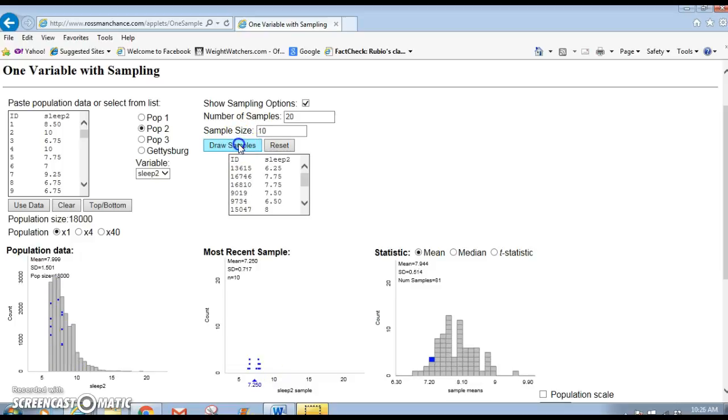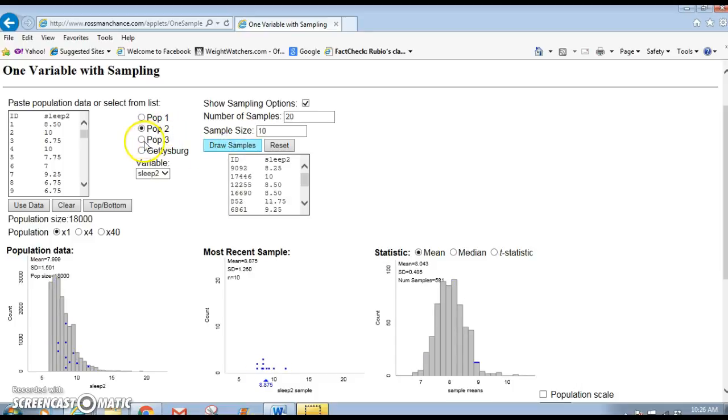I can keep drawing the repeated samples, and this is a fact that's going to surprise most of your students, that even if the original population is skewed to the right, the distribution of sample means will always be unimodal and symmetric. Notice how the mean of the sampling distribution is 8.035, and that closely approximates the mean of the population, 7.999. The more samples you take, the closer we will get to approximating the true population mean.